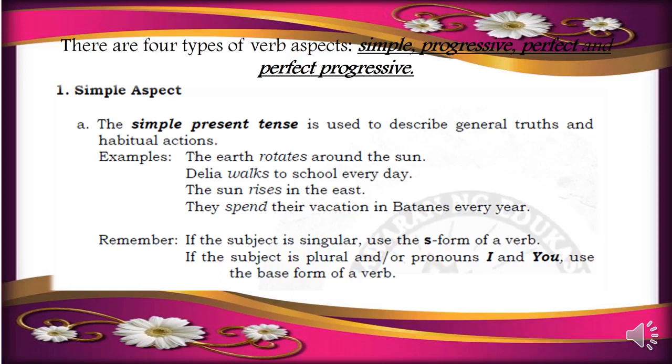Now let us discuss first the simple aspect. The simple present tense is used to describe general truths and habitual actions. Example, the earth rotates around the sun. Another example, Delia walks to the school every day. Another one, the sun rises in the east. And the last example, they spend their vacation in Batanes every year.